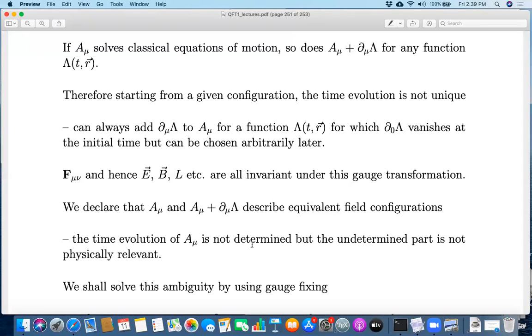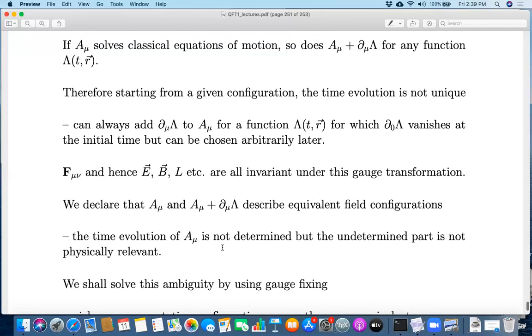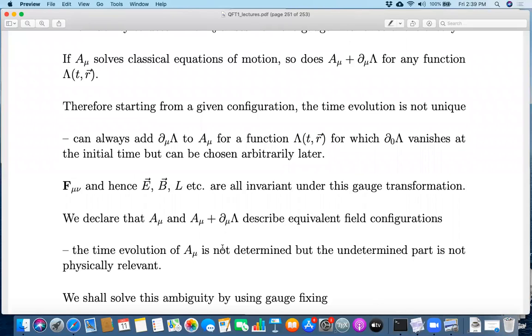So this is another way of saying this. The time evolution of A_mu is not determined, but the undetermined part is not physically relevant, because all physical quantities are unchanged under this transformation. Is this point clear? So basically, because of this gauge freedom, we could proceed in principle without fixing a gauge, because there will be an ambiguity in determining A_mu, but who cares about A_mu? Because all physical quantities are determined in terms of things which are gauge invariant.